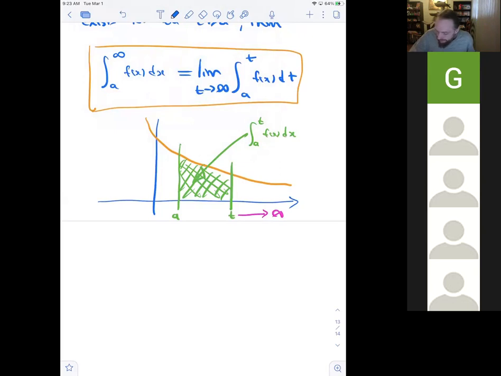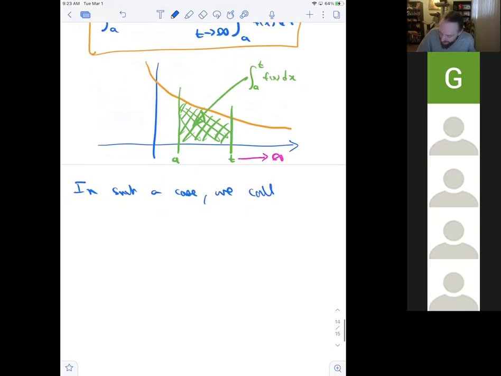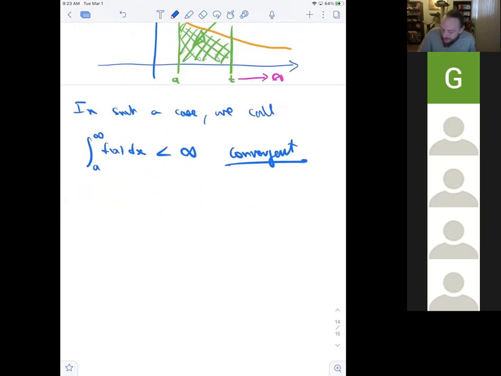In such a case, we call the integral from a to infinity of f of x dx, which is less than infinity, convergent. If the improper integral from a to infinity of f of x dx is equal to infinity, we call this divergent.